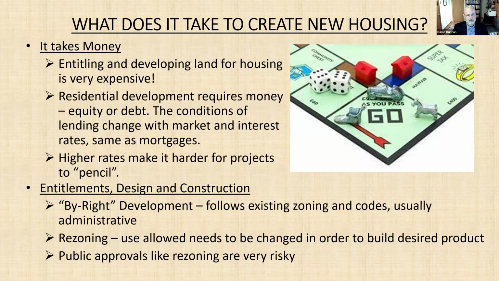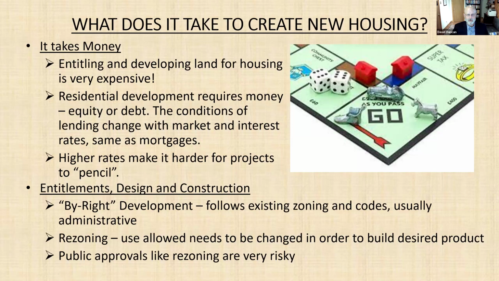There are different types of development in the zoning world. A by right development means that it is following the existing zoning and codes of that piece of property and is normally an administrative process or a much simpler process. If the zoning that is needed for the project is not existing on the property, it has to go through what's called a rezoning, where you have to go through a public process and go to the planning commission and or city and county council and ask them to change that designation on that property to meet the project.